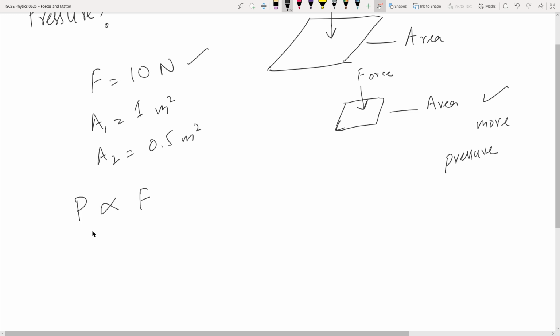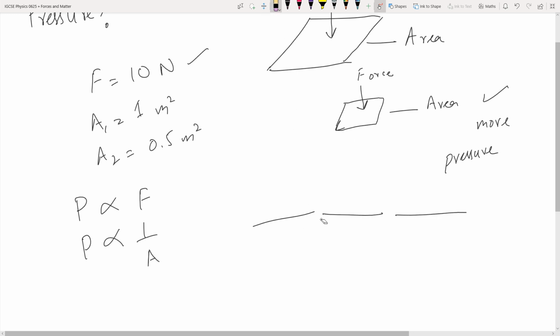So pressure is directly proportional to force. If we increase the amount of force, we're going to have more pressure being generated, and consequently it is inversely proportional to the area. So if we increase the area of the application of a force, then the pressure is reduced.